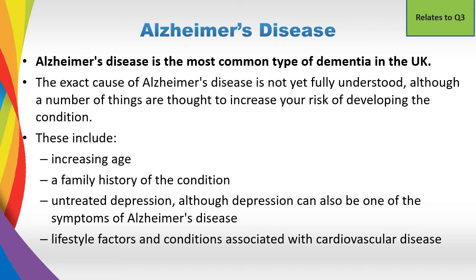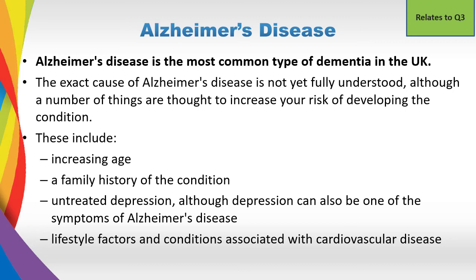So these risks are increasing age. As we already looked at, we saw that as you get older, your chance of getting dementia is higher. A family history with the condition, so it could be hereditary. Another cause of Alzheimer's is untreated depression, but it can get a bit confusing and there's blurs between those lines because depression can also become one of the symptoms of having Alzheimer's.